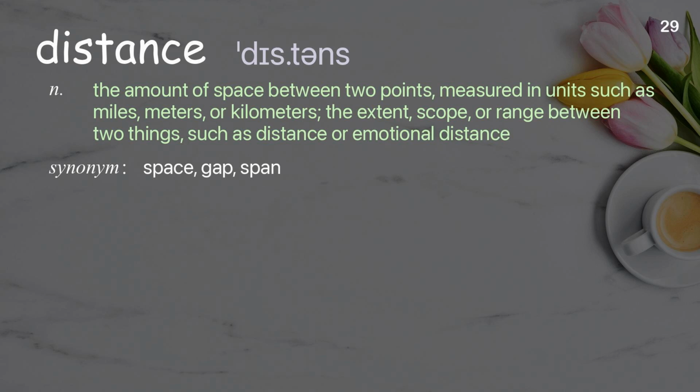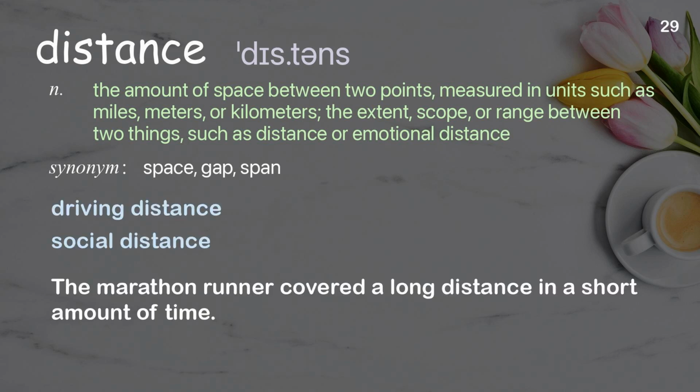Distance. The amount of space between two points, measured in units such as miles, meters, or kilometers; the extent, scope, or range between two things, such as physical distance or emotional distance. Examples: driving distance, social distance. The marathon runner covered a long distance in a short amount of time.